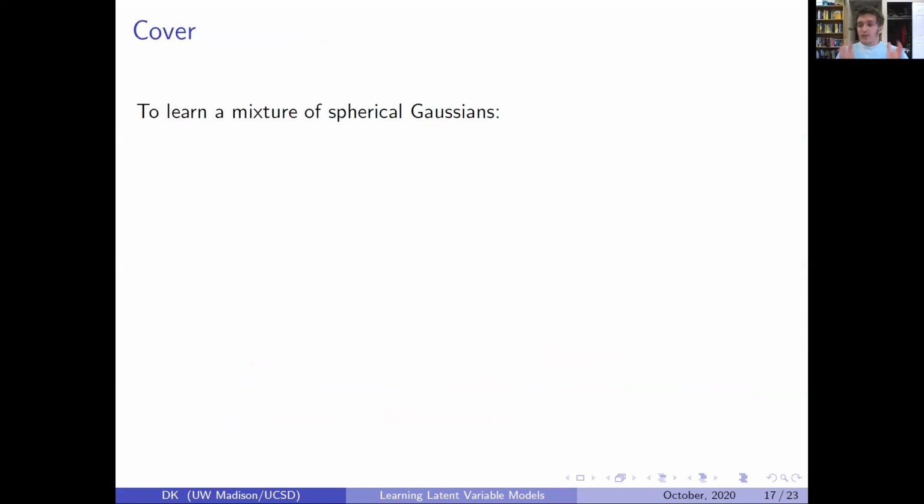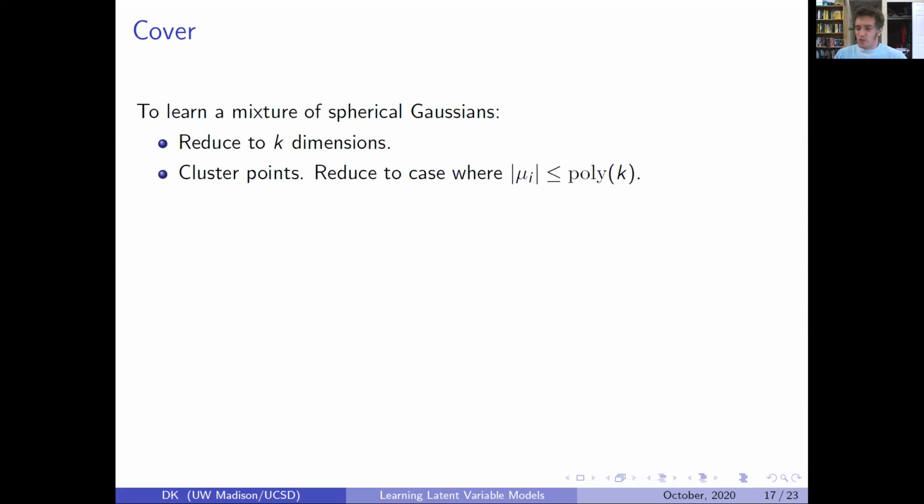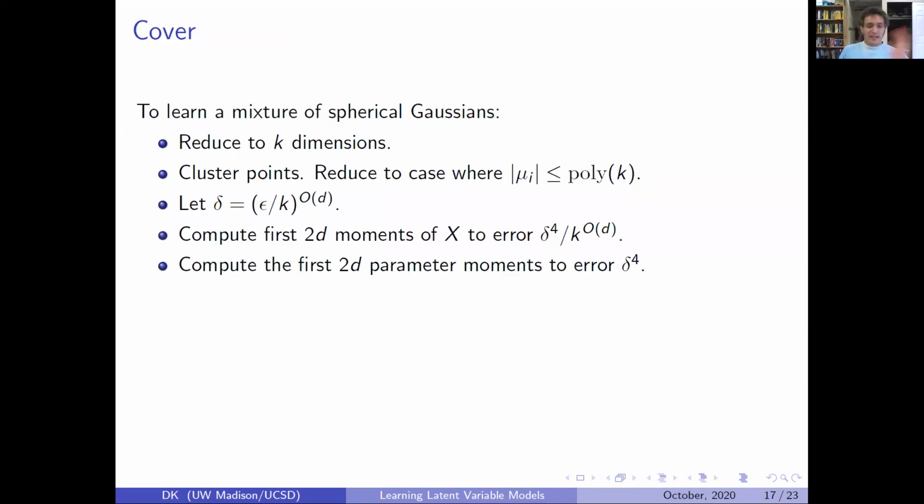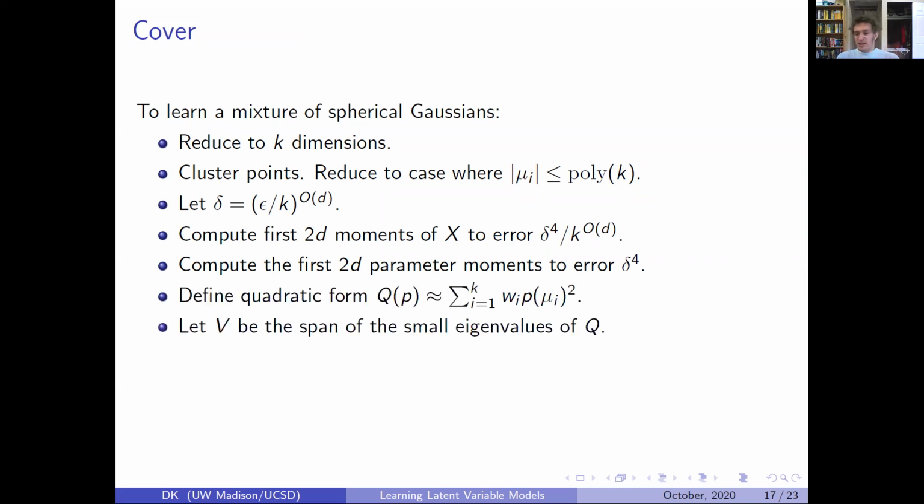Okay, so what do we do with this cover? If we want to learn a mixture of spherical Gaussians, what do we do? We reduce to k dimensions by this dimension reduction step. We do some clustering to reduce to the case where all of the means lie in a ball of small radius. We let delta be some small number. We compute the first 2D moments of X to within some error. We then use that to compute the first 2D parameter moments of X. We use that to define this quadratic form Q, which is approximately the sum of w_i P of mu_i squared. And you let V be the span of the small eigenvalues of Q.